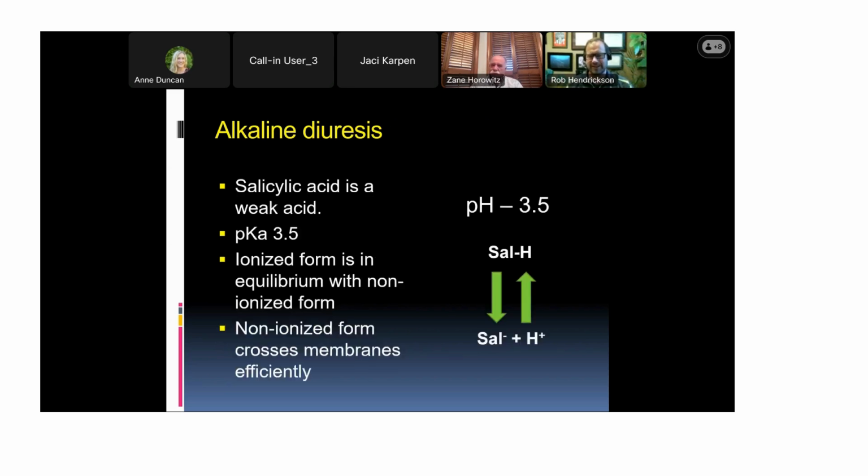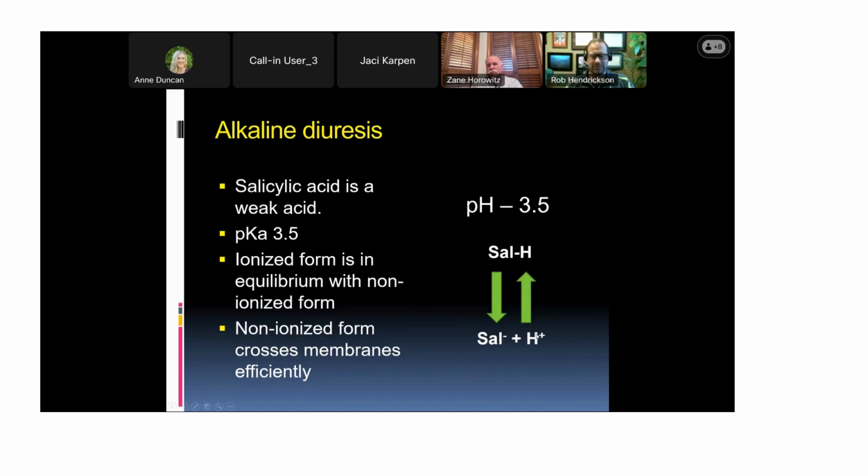But salicylate's a weak acid, as I mentioned. It's got a pKa of 3.5. Acids exist either with a hydrogen ion, so they're not ionized, or they're ionized into salicylate and a hydrogen ion, and they are in equilibrium. And at the pKa, there's an equal amount of salicylate that is non-ionized and salicylate that is ionized.